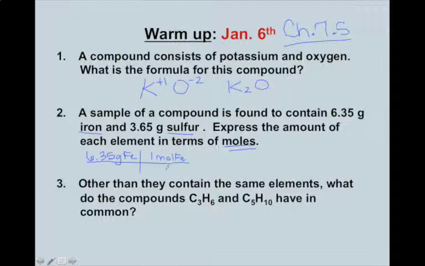Use your green sheet. How many grams are in 1 mole? That's the atomic mass number. And you should find it's 55.85. Hopefully your handwriting's better than mine. Grams cancel. Do your division to 3 sig figs. 0.114 moles iron.